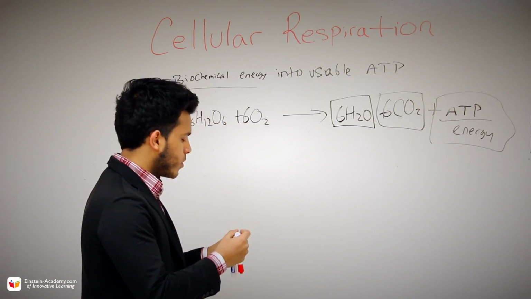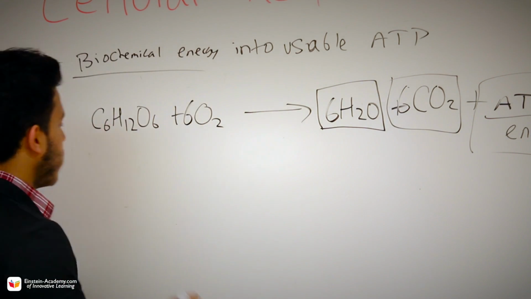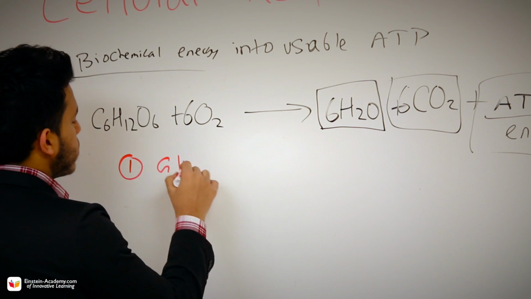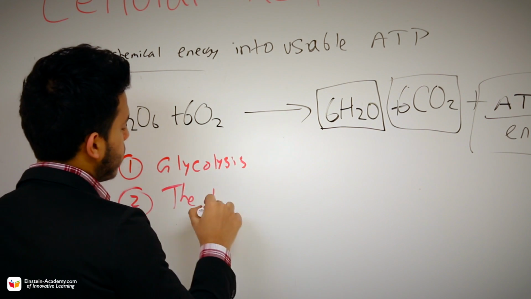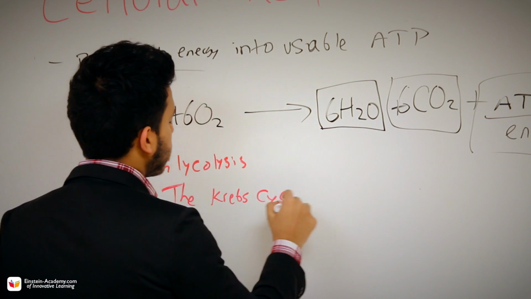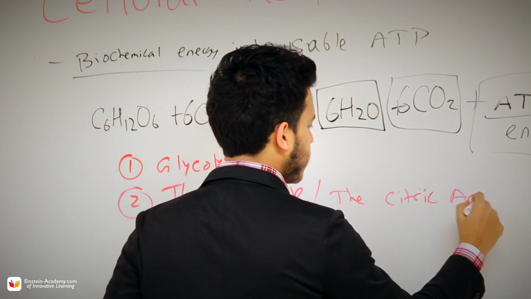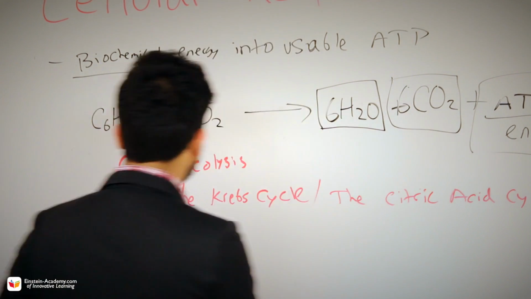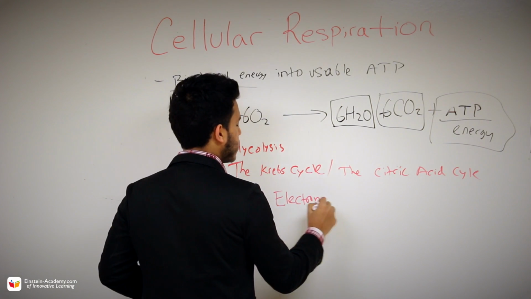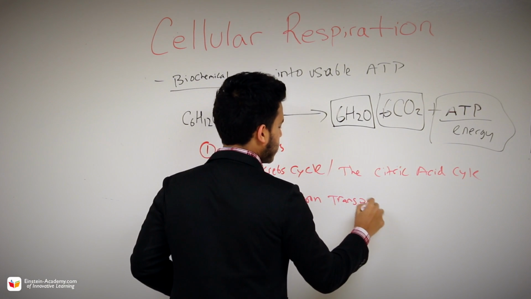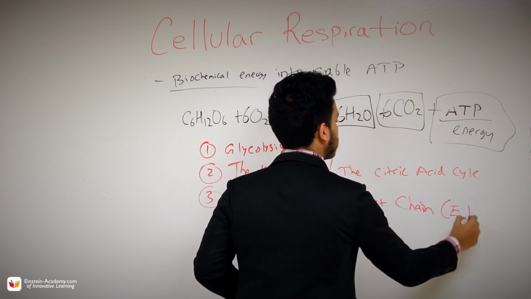Now, to understand cellular respiration, it's broken down into three different categories, which you must know. The first one is glycolysis. The second one is the Krebs cycle, which is also noted as the citric acid cycle. And finally, the last one is called the electron transfer chain, otherwise noted as the ETC.